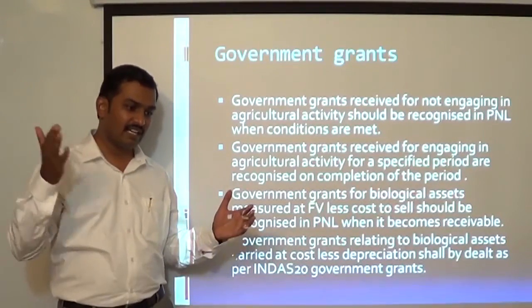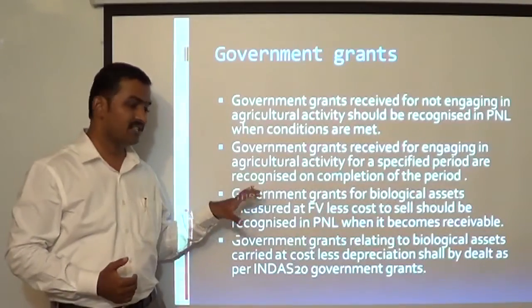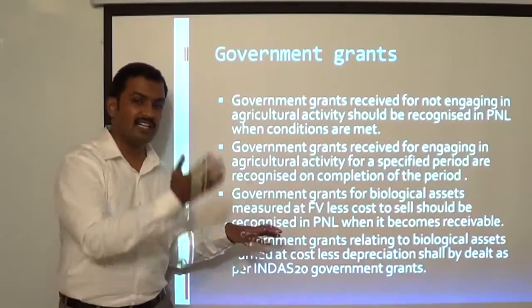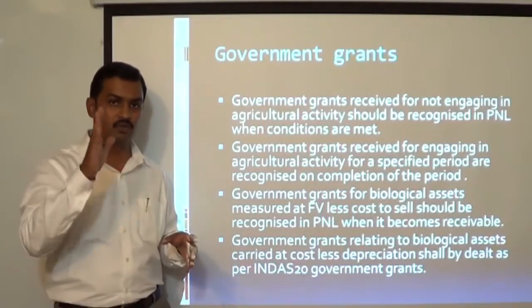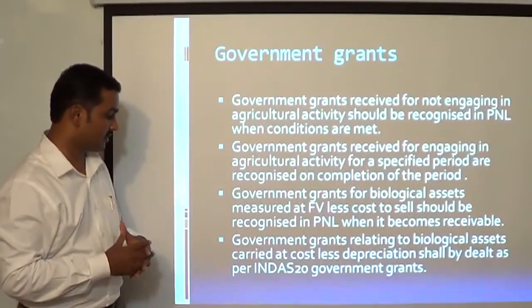approach. We recognize government grant as deferred income in the proportion of depreciation charged. But in the case of biological assets which are measured at fair value less cost to sell, if you receive any government grant, it can be immediately recognized in the P&L account as soon as it becomes receivable. It will become receivable once you have satisfied the conditions for receiving that government grant.